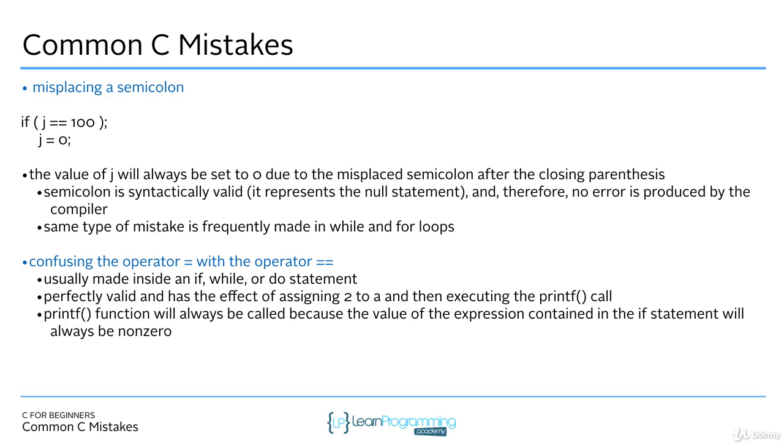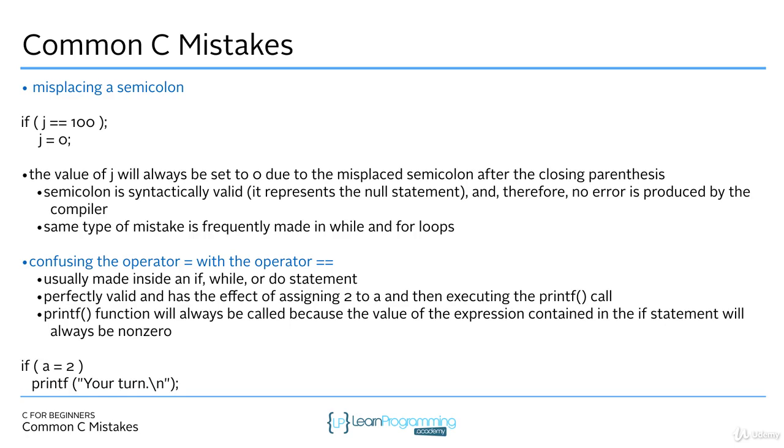Now, if you try to compare two items, like two integers, inside of an if statement, and instead you use the assignment operator, you actually won't have a compiler error, but that expression is always going to evaluate to true. This is usually made in if, while, or do statements inside the Boolean expression. And this is valid, except it has the effect of assigning to something as opposed to comparing something.